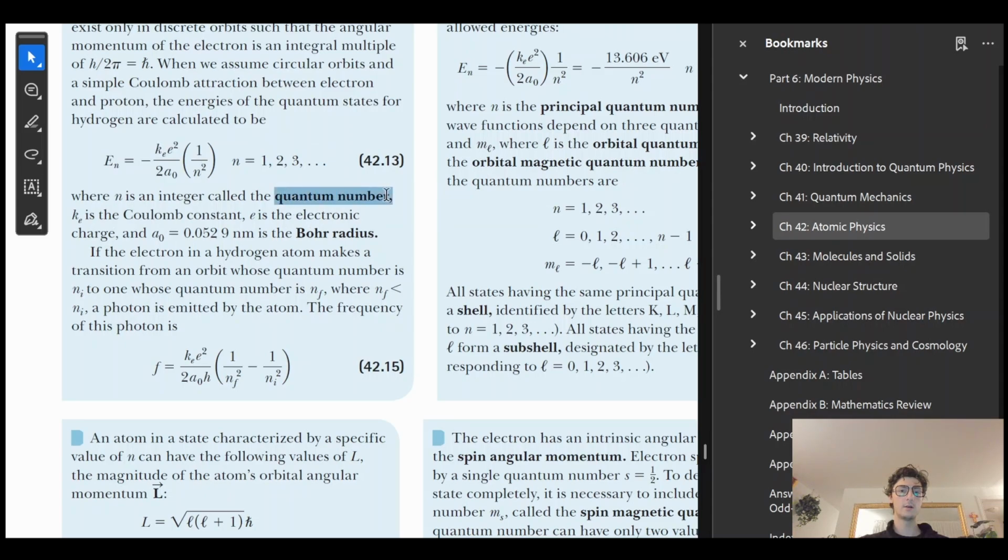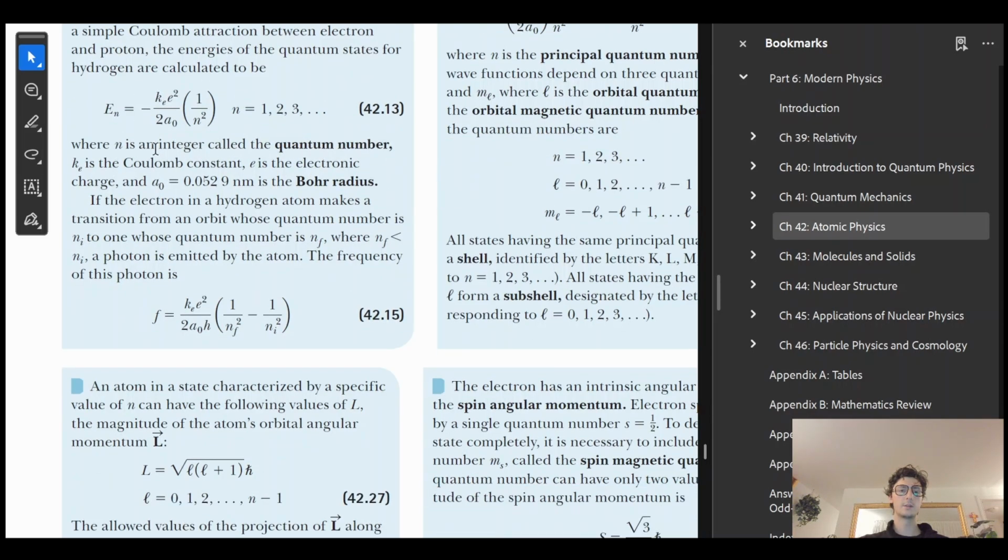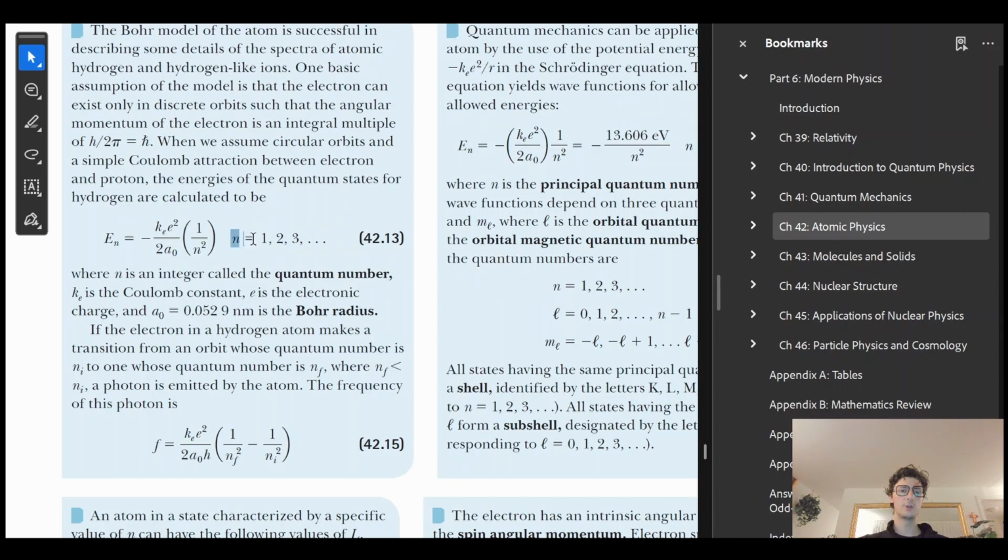And quantum numbers, so these little n's are quantum numbers, because, like they just said, the electron can only exist in specific energy states. So you plug in 1, you get a certain energy. You plug in 2, you get another energy. You can't plug in 1.5, 1.2, 1.3. It doesn't work like that. Quantum mechanics is quantum stuck in its ways.